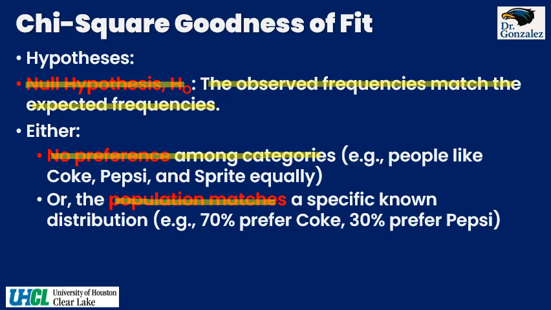So perhaps a soft drink company states that they've done a huge analysis, and they say that in the general population, 70% prefer Coke, 30% prefer Pepsi. You could do your own sample, run your own chi-square goodness of fit, and compare your outcome to their population parameters.